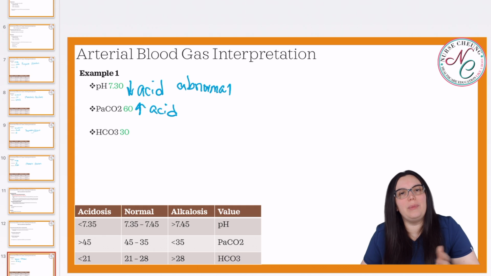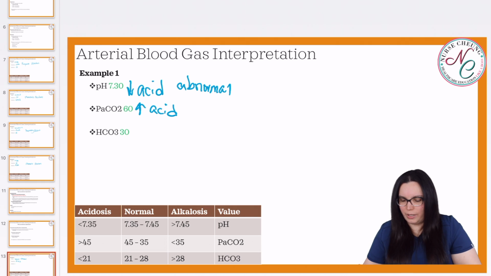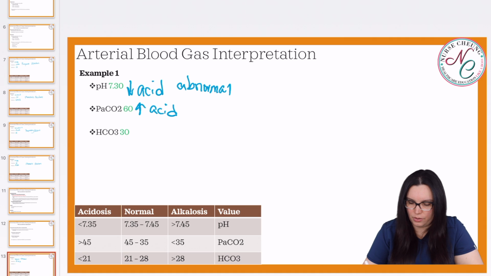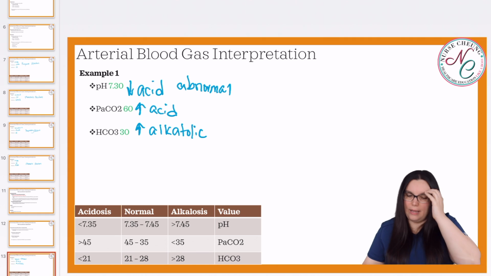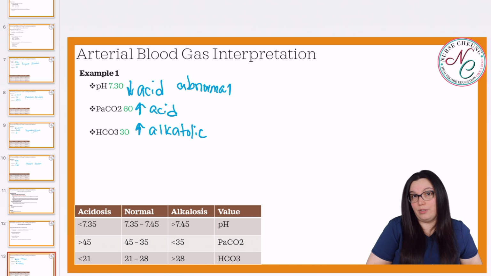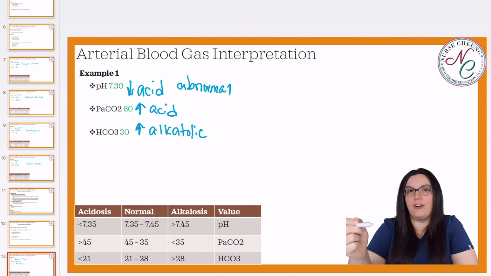And next we take a look at the metabolic component, which is our HCO3, our bicarb. Normal is between 21 to 28, and we know that this is 30, so the body is trying to adjust, right? We have two abnormal arterial blood gas values. So this one is going to be high, and it's going to be alkalotic, right? So now we need to determine, is this acidosis or is this alkalosis? Well, we determine that based on our pH, right?